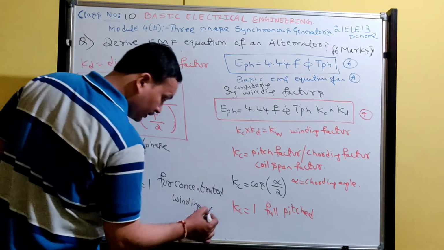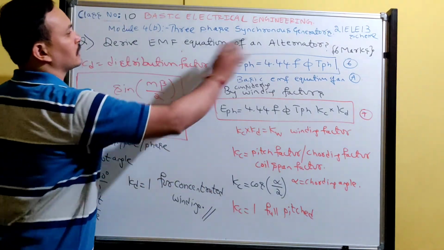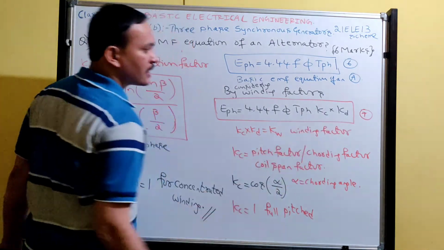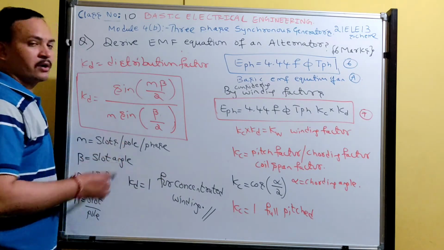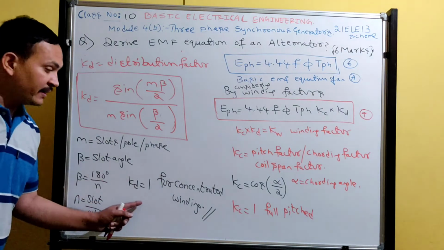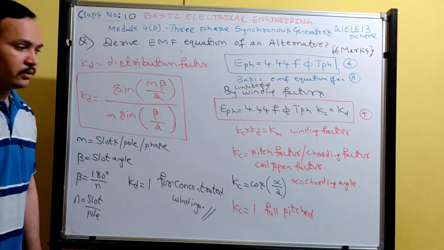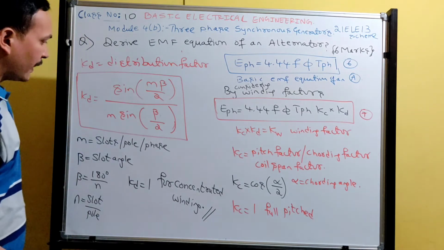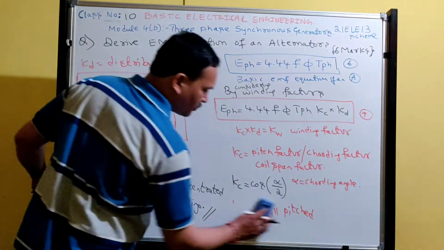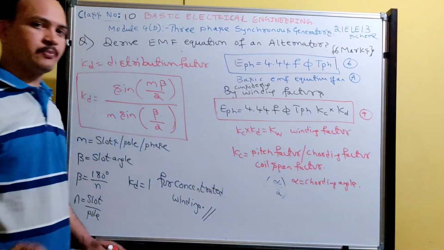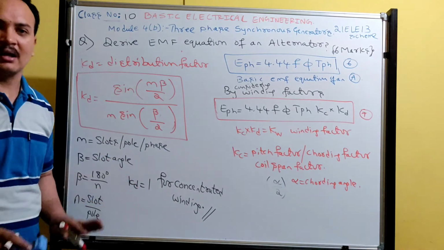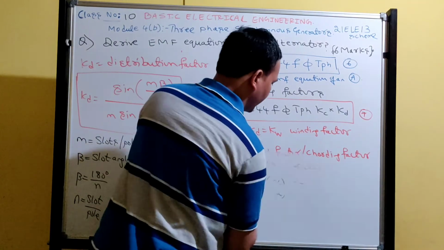See, till here you must write. If they ask to derive EMF equation of alternator, after writing this, you give clarity for Kc and Kd. Write Kc formula, write Kd formula. Kc becomes 1 when full pitch winding. Kd becomes 1 when concentrated winding. So please pause the video and copy down. Very easy derivation. Now only for knowledge purpose, I want to give clarity. Sir, what is distributed? What is concentrated? For that I will give clarity.